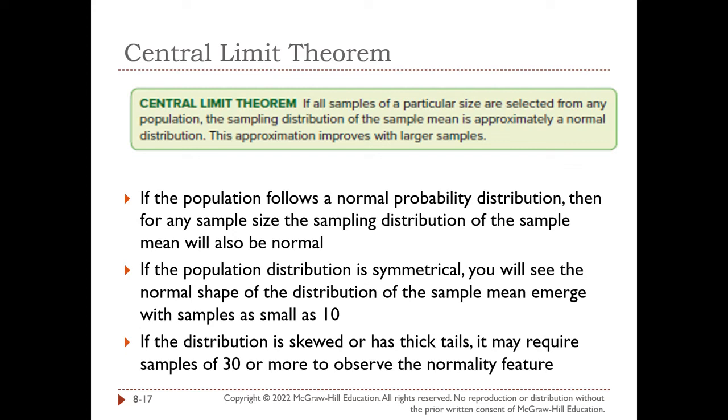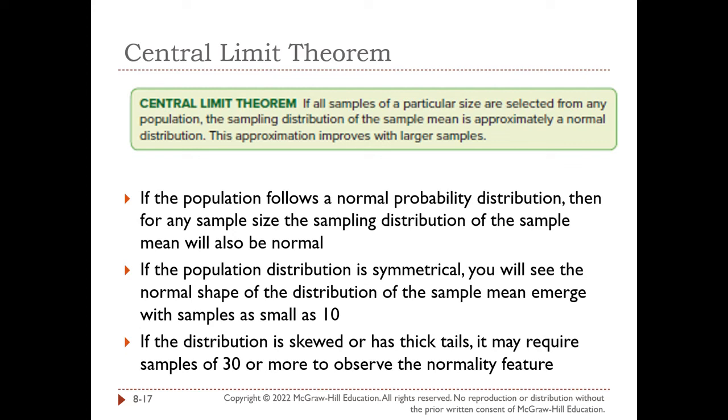So if the population follows a normal probability distribution, then for any sample size, the sampling distribution of the sample mean will also be normal. If the population distribution is symmetrical, you will see the normal shape of the distribution of the sample mean emerge with samples as small as 10. If the distribution is skewed or has thick tails, it may require samples of 30 or more to observe the normality feature.